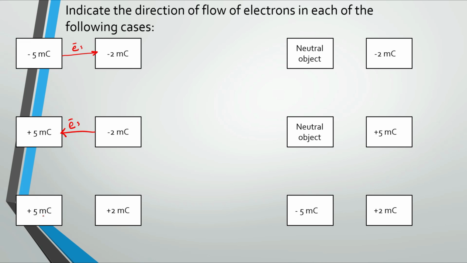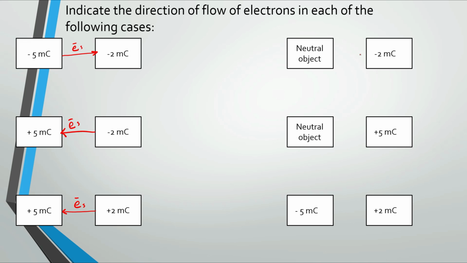Now, +5 and +2. How to think of this? They are both positive. The object that is less positive is more negative. So 2 is less positive than 5, then 2 is more negative than 5. So it has more electrons than 5, then the electrons will go from the +2 to the +5. This is the direction of flow of electrons.